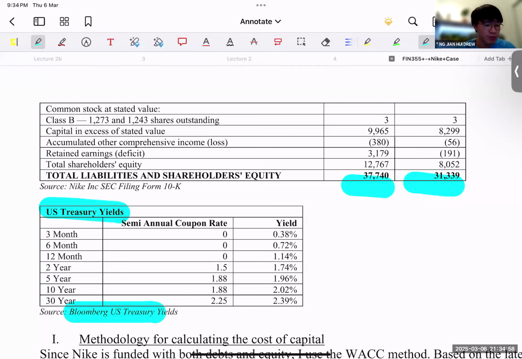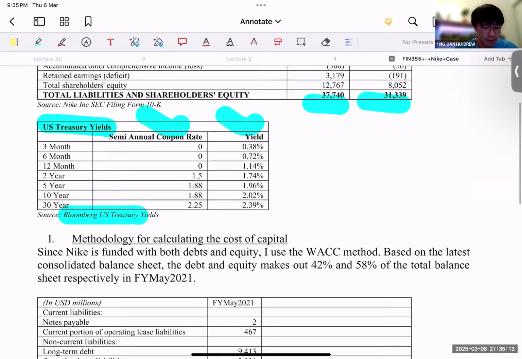They give you some various treasury yields here: 3 months, 6 months, 12 months, 2 years, 5 years, 10 years, 30 years. So these are your coupon rates, these are your yields. So just be careful what you're using. Don't use coupon rates. You're using yields, yield to maturities.